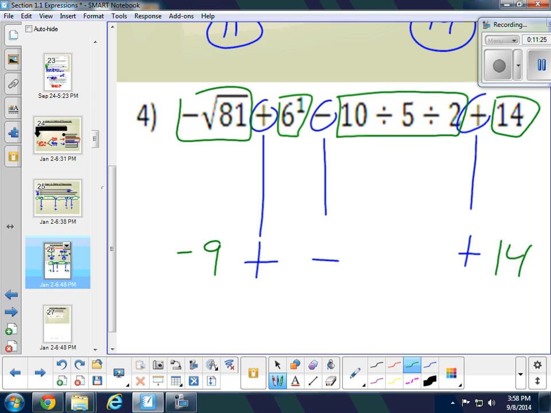Well, in negative square root of 81, square root of 81 is 9, so that just means this is negative 9. That sign in front just means apply it and make it negative. And I do know that this kind of looks like a subtraction because it is in front of that square. It isn't a subtraction sign. It just means make that number negative. Then plus 6 to the first power, any number to the first power is just that number itself. So that just ends up being 6.